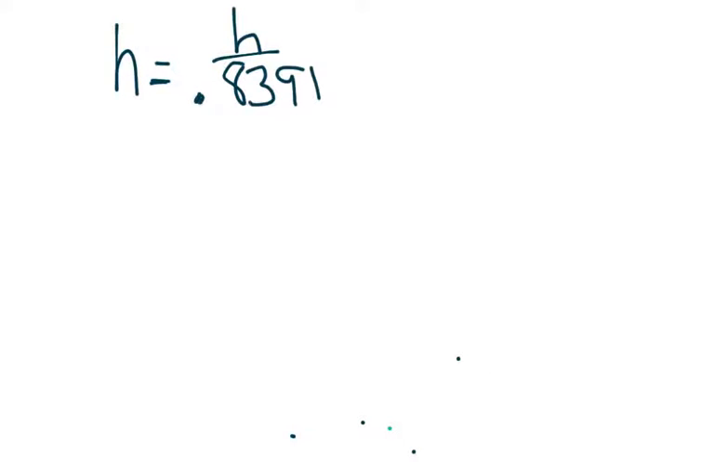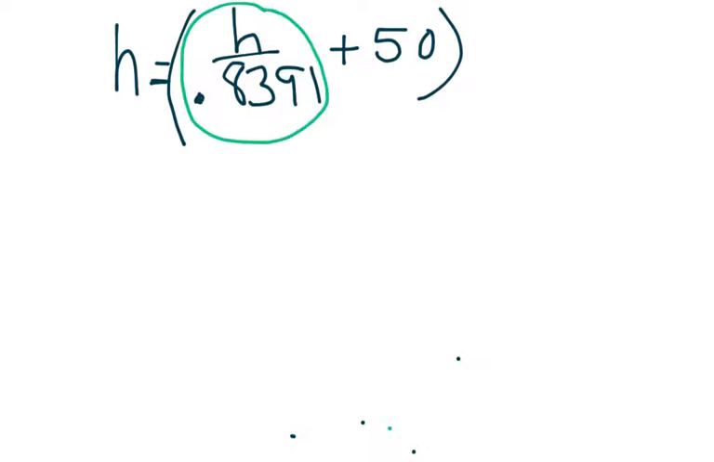Alright, so we're going to get h equals my x that I had on the previous page, which is h over tan of 40. And tan of 40 is 0.8391. Alright? And then plus we had our 50. That's the part in the parentheses I had. So this was my x right here. I substituted for x.